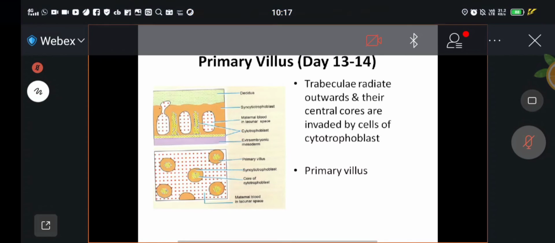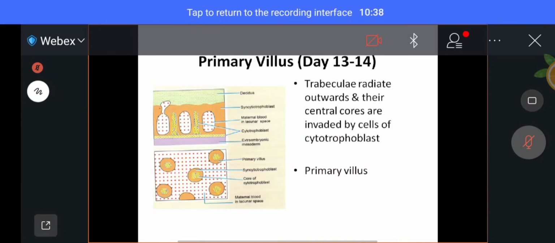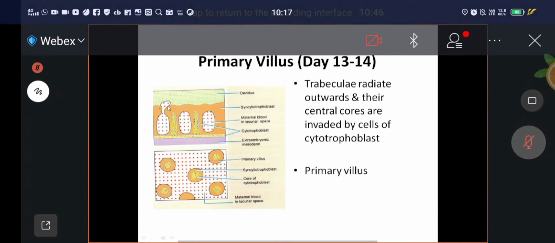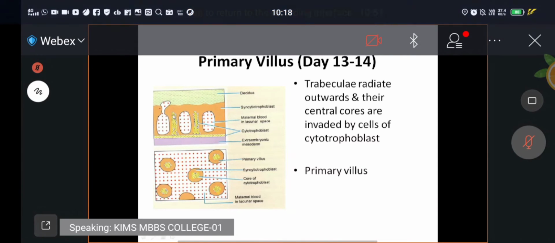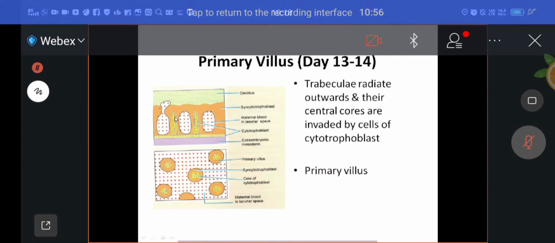Simultaneously, the villi are formed at this stage. The villi are divided into primary villus, secondary villus, and tertiary villus. Coming to the primary villus, below the syncytial trophoblast we are seeing cytotrophoblast. The cytotrophoblastic cells invade the syncytial trophoblast. Here in the upper diagram, you can see it. The second diagram is the cut section, the transverse section of the upper diagram.